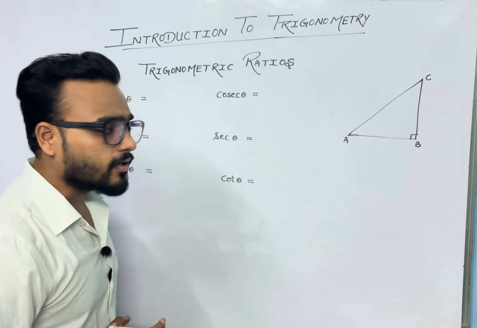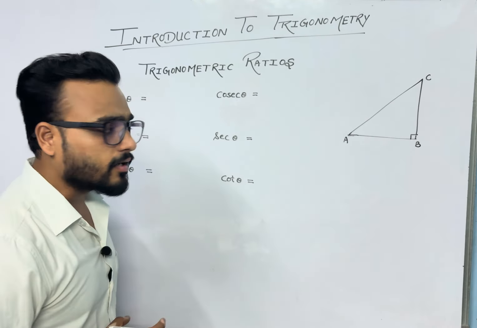In that triangle, if we take any of the acute angle theta, the arm opposite to that theta is called the perpendicular, and the arm opposite to the 90 degree angle is called the hypotenuse, and the third side is known as the base.